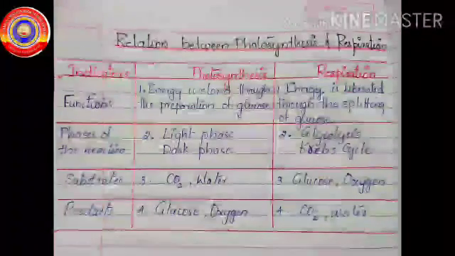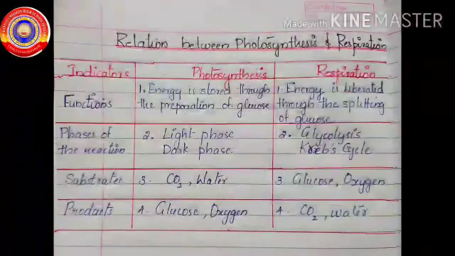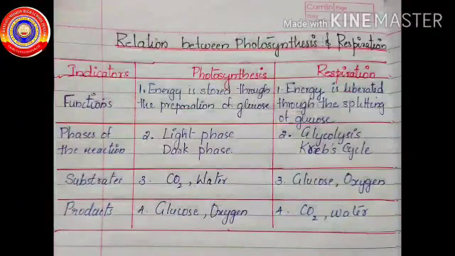The next topic is the relation between photosynthesis and respiration. The function of photosynthesis is that energy is stored through the preparation of glucose. In respiration, energy is liberated through the splitting of glucose. The phases of photosynthesis are the light phase and the dark phase, and in respiration, glycolysis and the Krebs cycle take place.